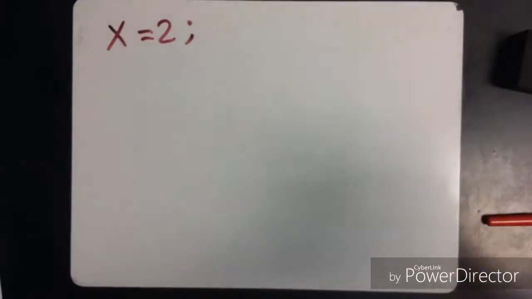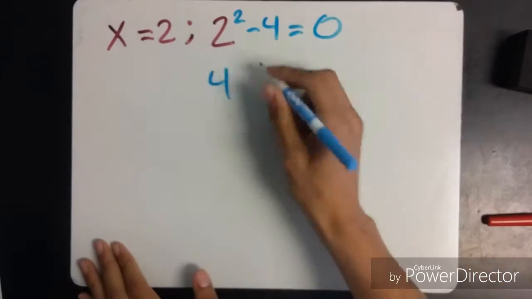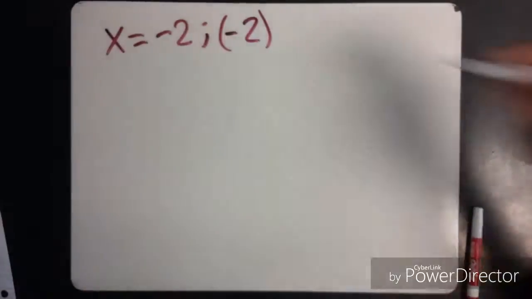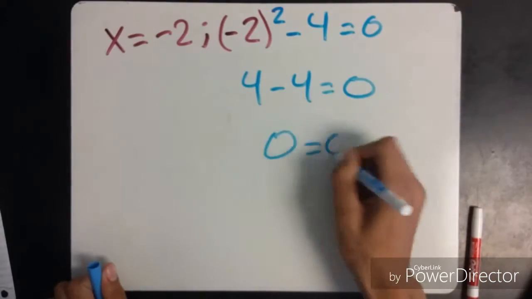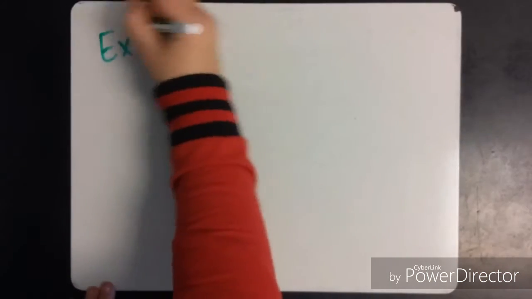Check step. Plug x equals 2 into the original equation of x squared minus 4 equals 0. Your result is 0 equals 0. Plug x equals negative 2 into x squared minus 4 equals 0. Your result is 0 equals 0.